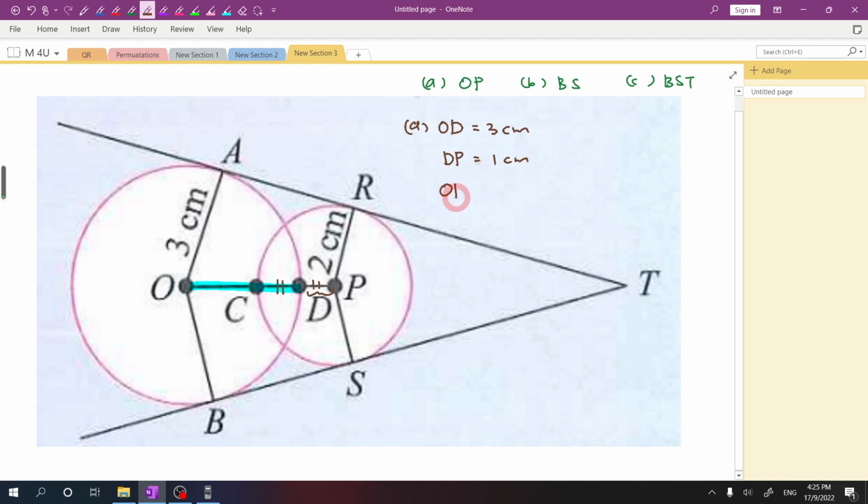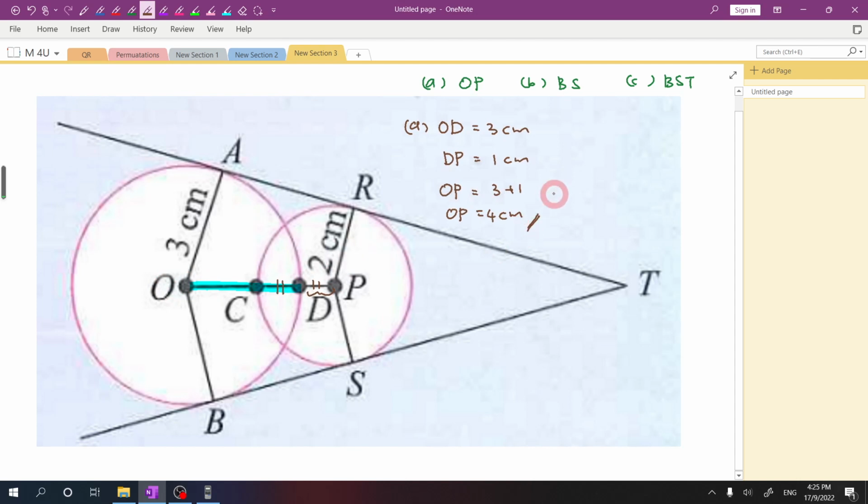Now, we have no problem to get the length of OP. OP is actually equal to OD plus DP, which is 3 plus 1. So the answer will be 4 cm. OP is equal to 4 cm.